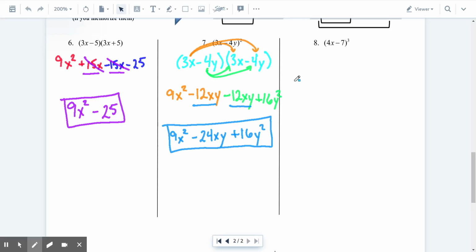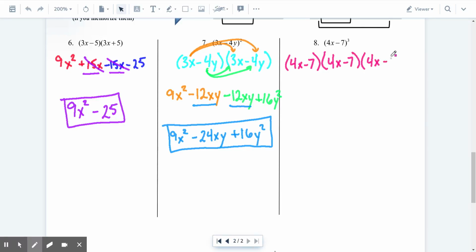Okay, so you notice 8 has parentheses with an exponent on the outside. It is very similar to number 7. It's just more fun because instead of having two sets of parentheses, we get to have 3. So I hope you're as excited as I am. We're going to write this 3 times. Sorry about that. That should be a 4x minus 7 times a 4x minus 7 times another 4x minus 7.